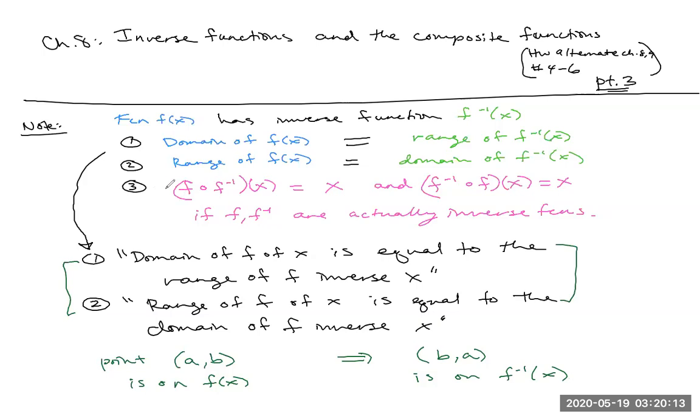And then this third bullet point is saying if you take f composite f inverse of x and f inverse composite f of x, they're both equivalent to the same thing if f and f inverse are actually inverse functions. They should be equal to x. Okay, go ahead and save a picture of that if you're going to need it.